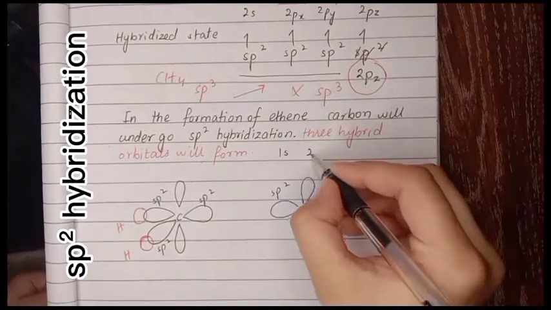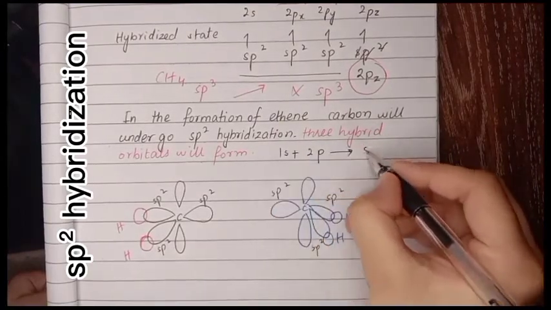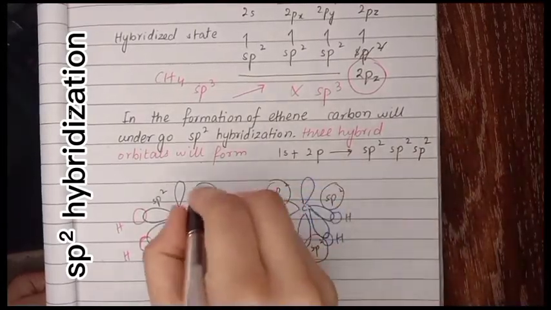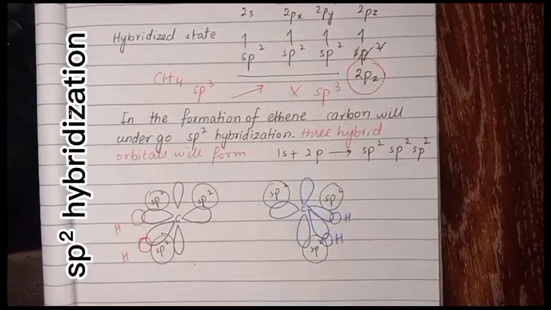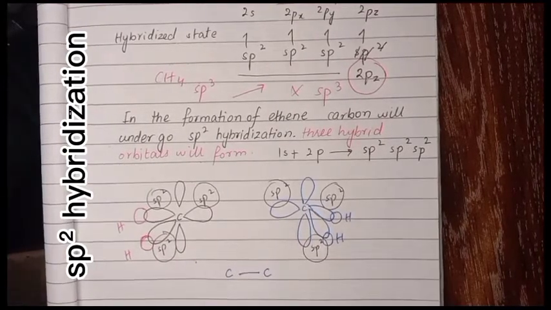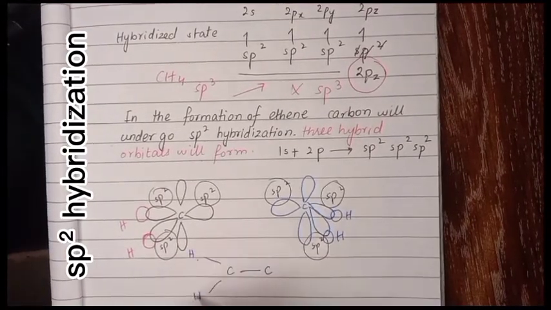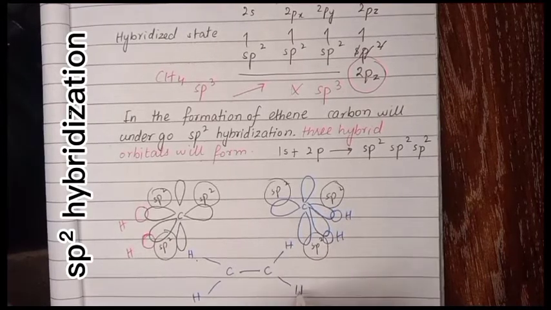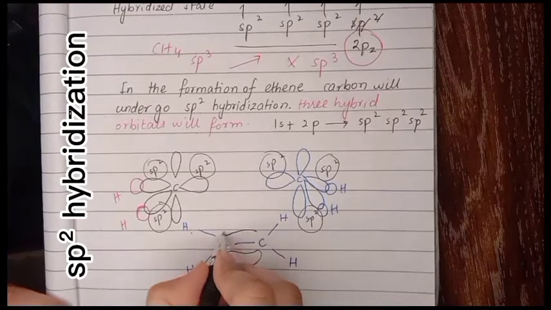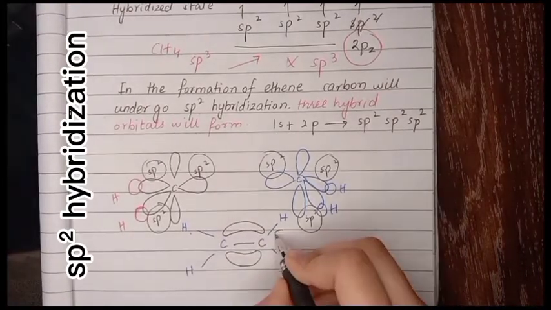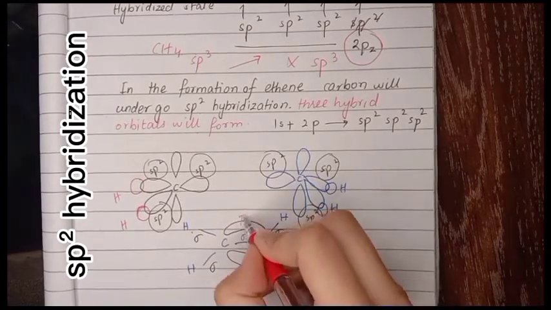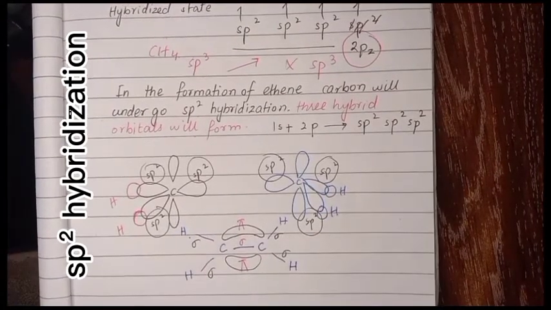Now, after the formation of the overlaps between the hydrogen atoms and the sp2 orbitals of carbon, the middle sp2 and sp2 orbitals will combine and overlap. First, there is a sigma bond formation, and then there are two orbitals combining, which will form a pi bond.